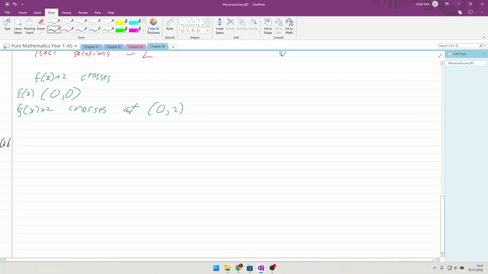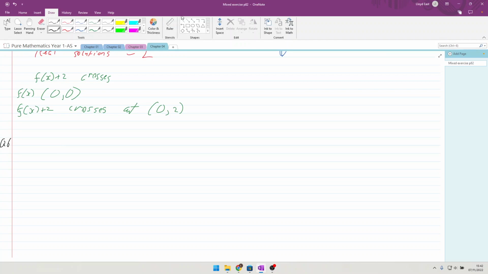So, the figure shows a sketch of a curve with an equation, function of x. On separate axes, sketch the curve with equations y equals f of minus x and y equals minus f of x. Mark each sketch accordingly.